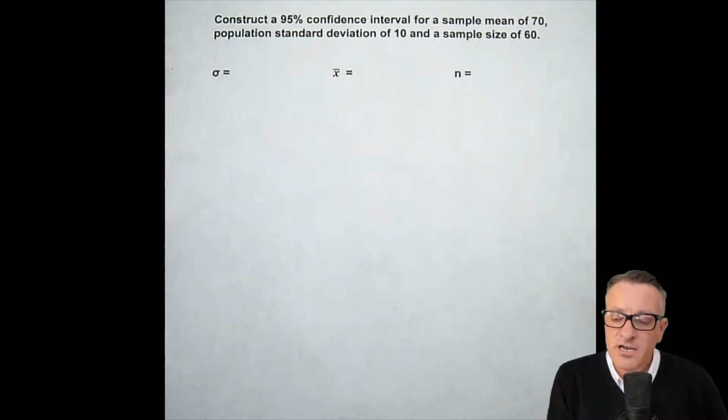Hi, this is Chris Fabergé, and I'm going to review today an example of a 95% confidence interval using the Z distribution.